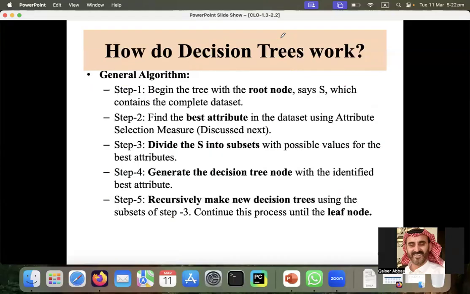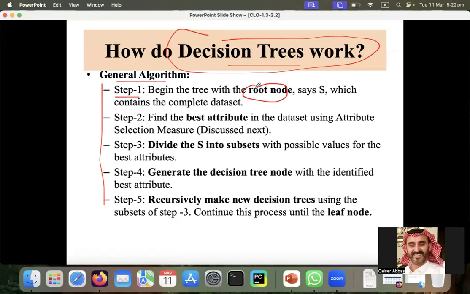So now moving next, this is the general algorithm for how the decision tree will work, written theoretically in sentences, not mathematically. What we will do in step 1, we will introduce a root node, and on the root node we will keep the whole data set, our training set. Then in step 2, we will find the best attribute, the best feature which is available in the data set. How can we find it? We can find it through some attribute selection measures.